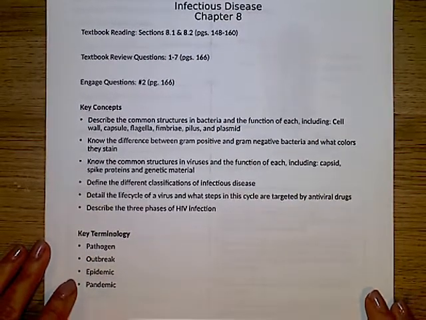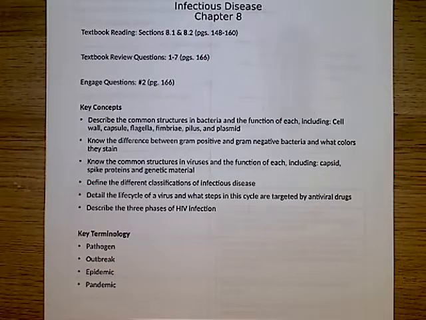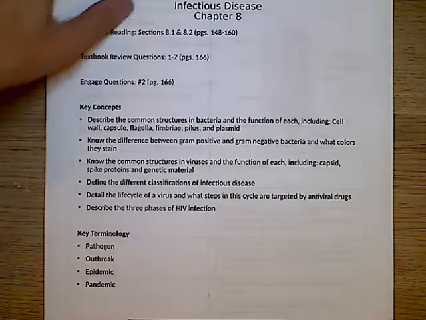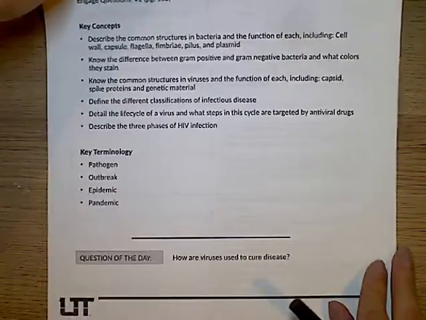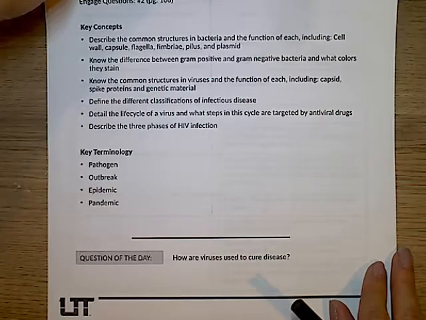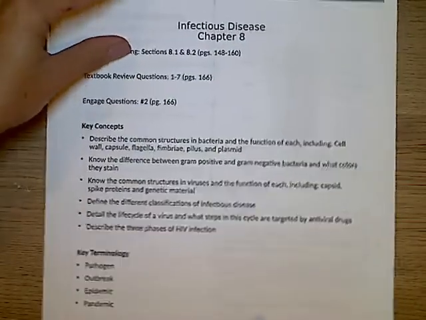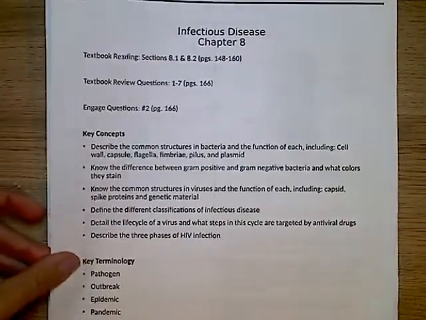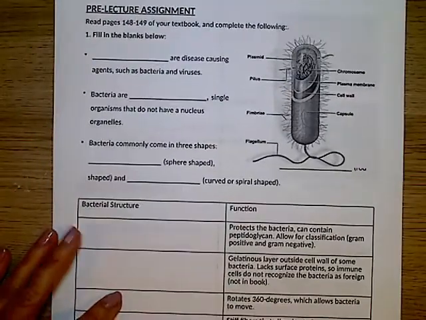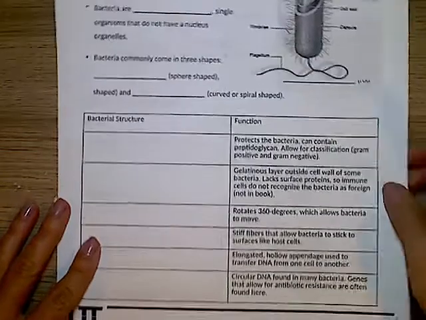So today we are going to talk about bacteria. We're going to talk about gram stains and why they are important. We'll talk about classifications of infectious diseases and also viruses and HIV. And of course, we're going to throw a little bit of COVID in there. So, our question of the day is, how are viruses used to cure disease? For the pre-lecture, the main thing you need to know is this table down here.